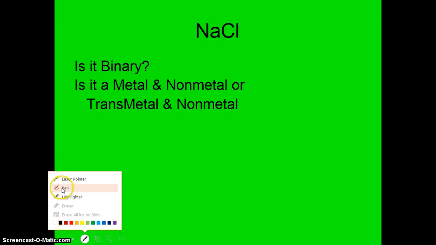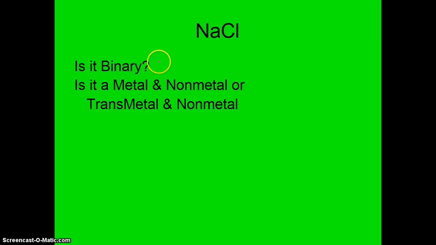Okay, so now that we looked at the periodic table again, let's go back to our questions. Is it binary? The answer is yes. How do we know that? Because it's one element and another element, so there's two. Is it a metal and a nonmetal, or a transition metal and a nonmetal? We know now that it's a metal and a nonmetal after looking at the periodic table.